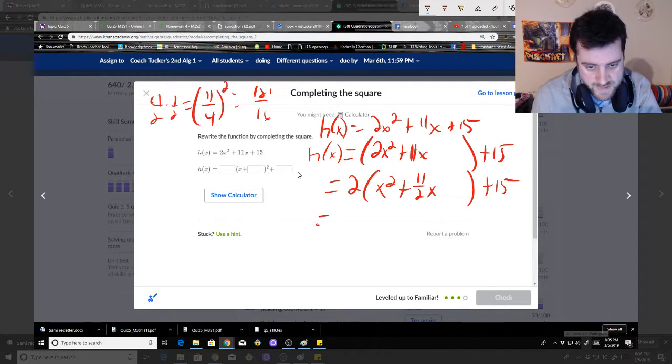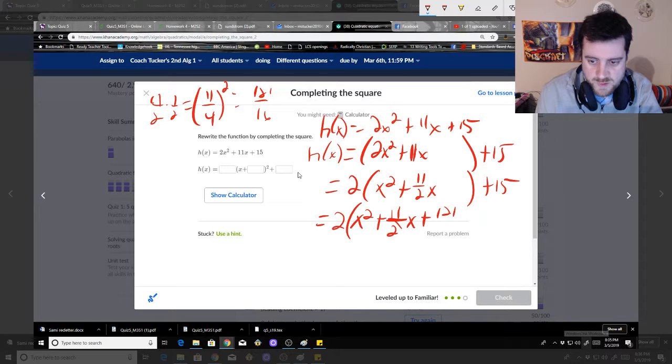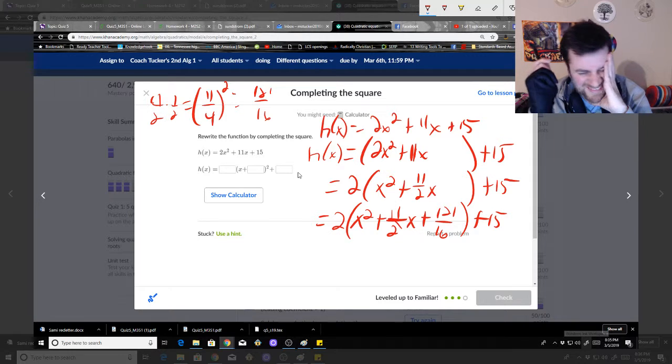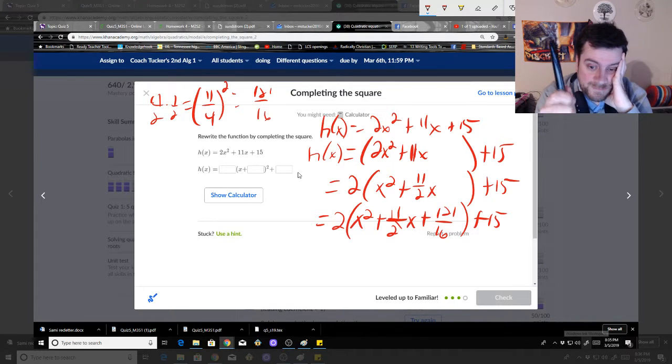So we have equals 2 times, oh man, get ready for this, x squared plus 11 over 2 x plus 121 over 16, plus 15. And then you may be like, all right, so subtract 121 over 16. No, it's not that simple.